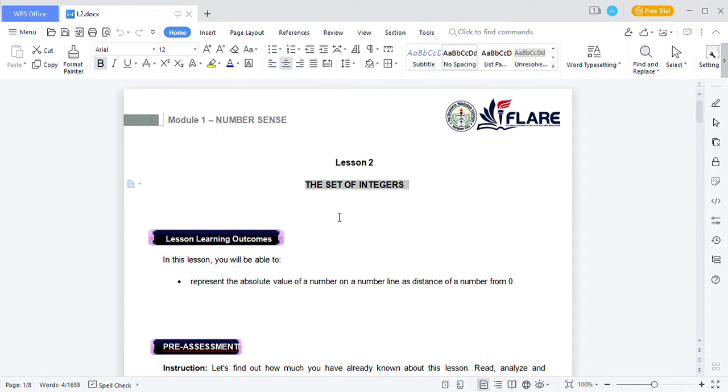Again, our lesson number 1 is all about the basic ideas of sets. So we talk about the sets, the equal sets, the equivalent sets, the finite sets, the infinite sets, the cardinality of sets, the union of sets, the intersection of sets, and of course, the difference of sets. Those are the things that we discussed in our lesson number 1, which is about the basic ideas of sets.